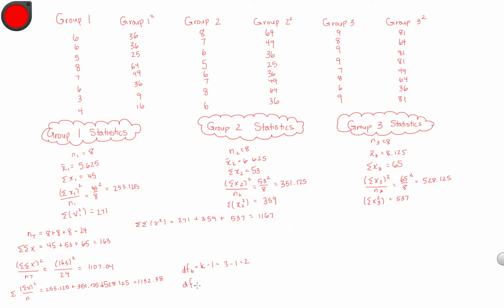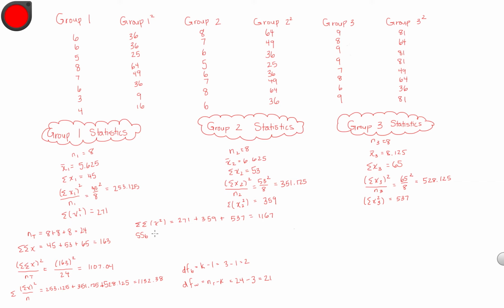And the degrees of freedom within is going to equal nt minus k. Our total sample size we already have, right? It's 24 minus the number of groups, which is 3, is going to equal 21. Now we can plug into our sums of squares formulae, right? You might want to look back at the PDF I have linked below, or maybe scroll back in the slides here a little bit to see those formulae for these sums of squares between and within, because I'm not going to rewrite them.